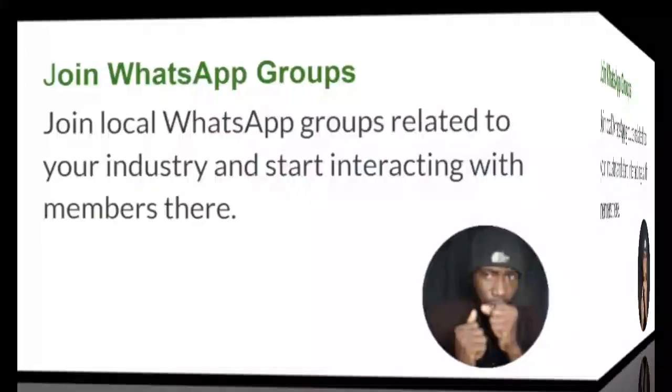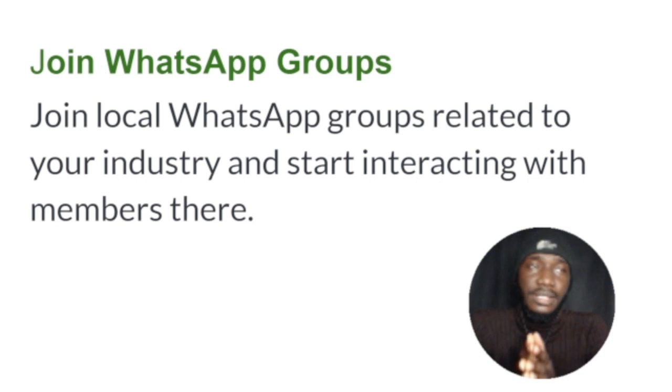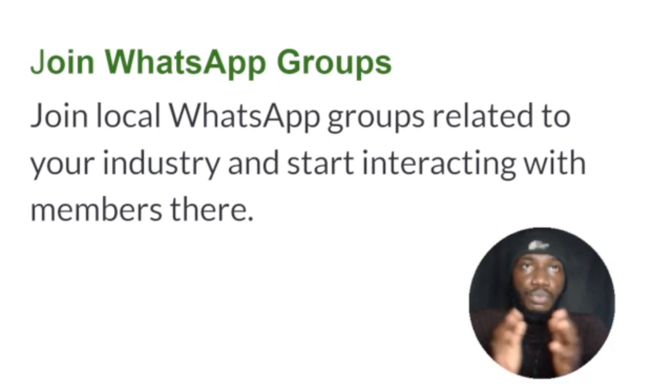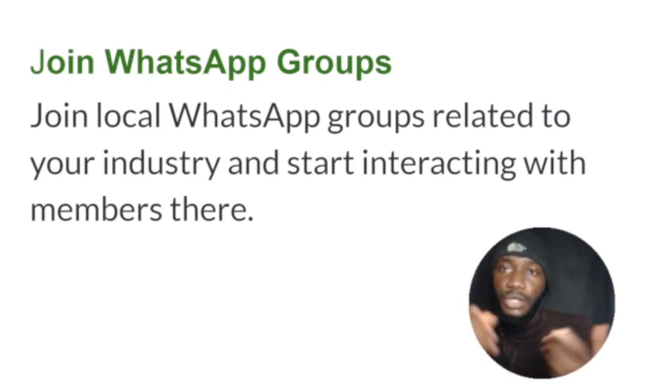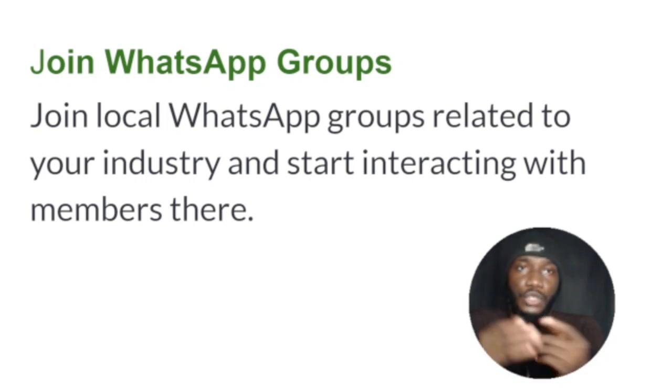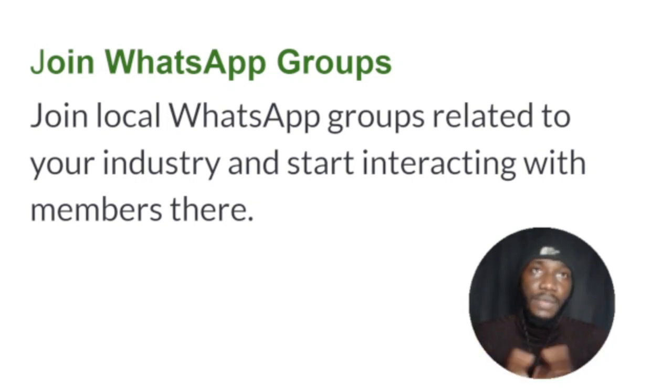The second thing you need to do is to join WhatsApp groups. Now, an average WhatsApp group has like 200 members. All you need to do is look for groups that are related to your industry. Maybe you want to build a community of people in e-commerce, so you go and look for e-commerce related groups. Or you want to build a community of people that are going to be watching your YouTube channel and you want to make entertainment videos.